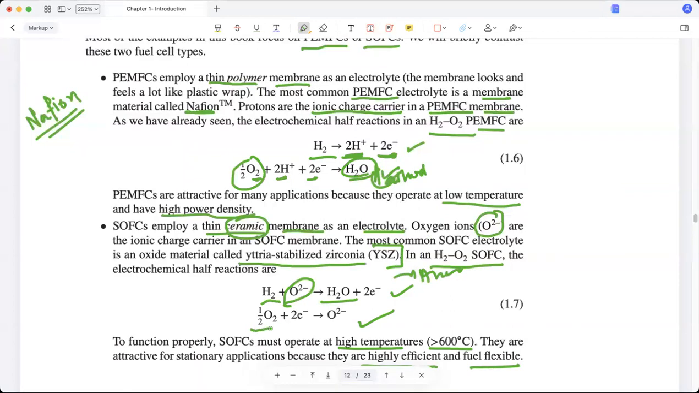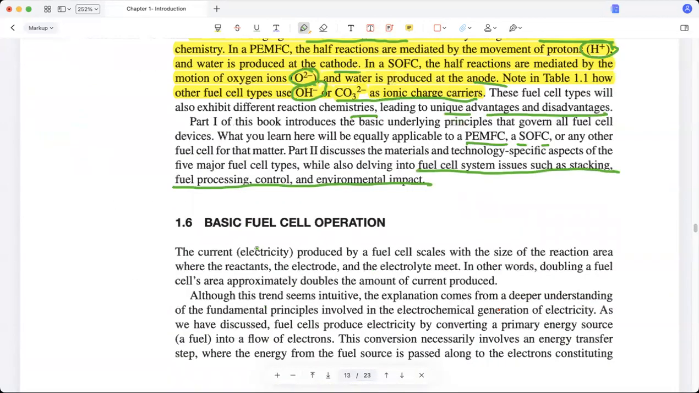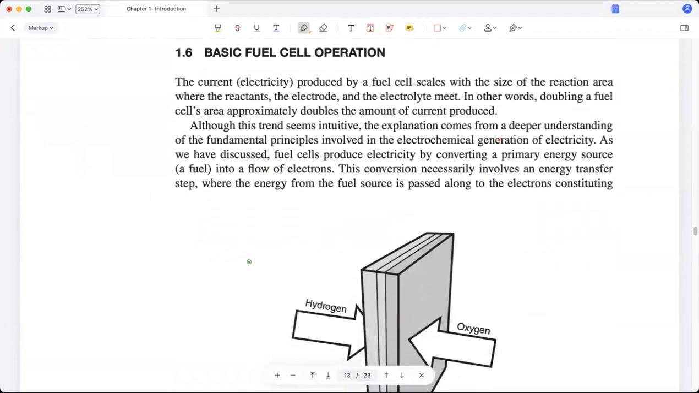Then you have half oxygen and you have two electrons to give your oxygen. This will again be utilized here to create water. So these are your half cell reactions. Now we will study the basic fuel cell operation.